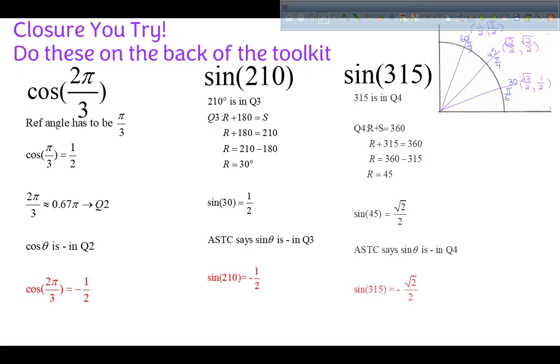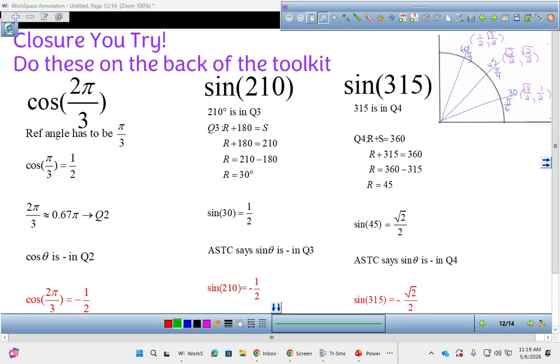And then the last one's 315. 315 is in quadrant 4, so I know I need to subtract from 360 in quadrant 4. So my reference angle was 45. Whether I'm using x or y, I know my answer is going to have a root 2 over 2. I just need to decide if it was positive or negative. Well, sine is negative in quadrant 4. If this was cosine of 315, it would be positive root 2 over 2. But because it's sine, and sine is negative in quadrant 4, I put a negative in.